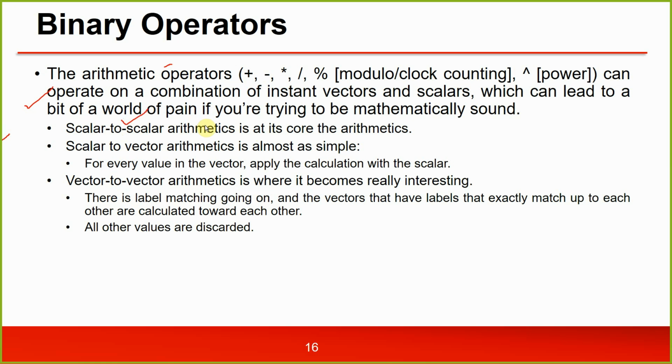Scalar to scalar mathematics is the same as your core arithmetic, what you have learned in your basic schooling. Scalar to vector arithmetic is almost as simple. For every value in the vector, apply the calculation with the scalar. But vector to vector arithmetic is where it becomes really interesting. There's label matching going on, and the vectors that have labels that exactly match each other are calculated against each other. All other values are discarded.